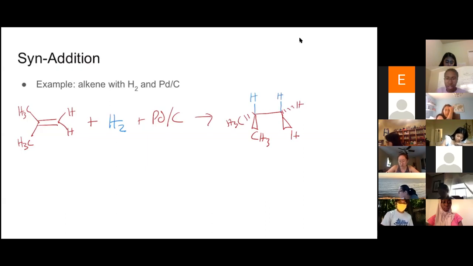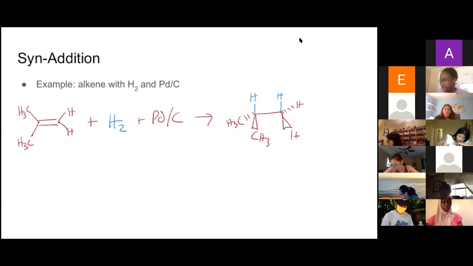There we go. So as you can see, the hydrogens, which are in blue here, added to the molecule on the same face, just as I showed when I defined Syn addition a little while ago. It's important to know that in Syn addition, both of the added substituents need to be on the same face of the molecule. So they must both be straight lines or wedges or dashes.